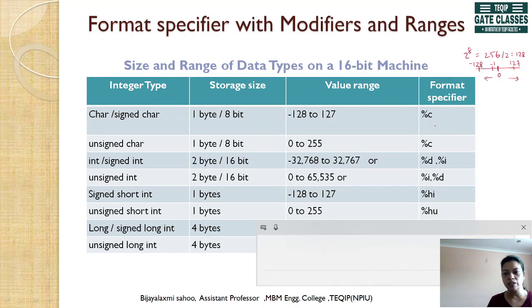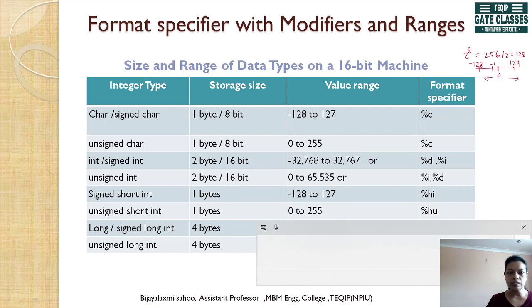The format specifier we use is %c. The format specifier is used for formatting, and we use it in printf and scanf statements. Then comes unsigned character. Unsigned means there is no sign, so all the numbers are positive by default. It is 8-bit, so we can represent 256 numbers, all positive, from 0 to 255. For both signed and unsigned character, we use the format specifier %c.